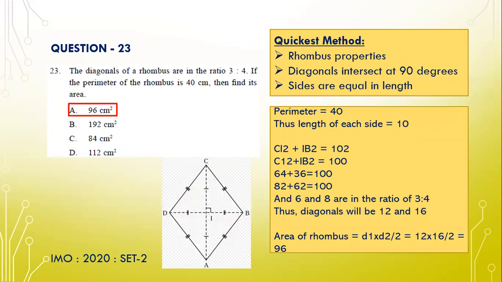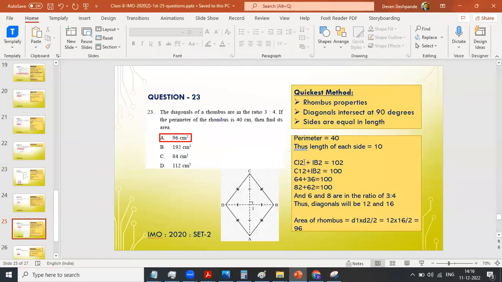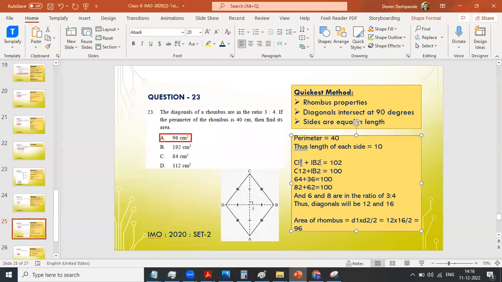The diagonals of a rhombus are in the ratio 3:4. If the perimeter of the rhombus is 40 centimeters, then find its area. So what are the rhombus properties? The diagonals will always intersect at 90 degrees, and the sides are equal. AB is equal to BC is equal to CD is equal to DA. So the perimeter is 40. What is each side? Each side is 10, isn't it? Because 10 plus 10 plus 10 plus 10 is 40. Now here, CI square, you have to apply Pythagoras.